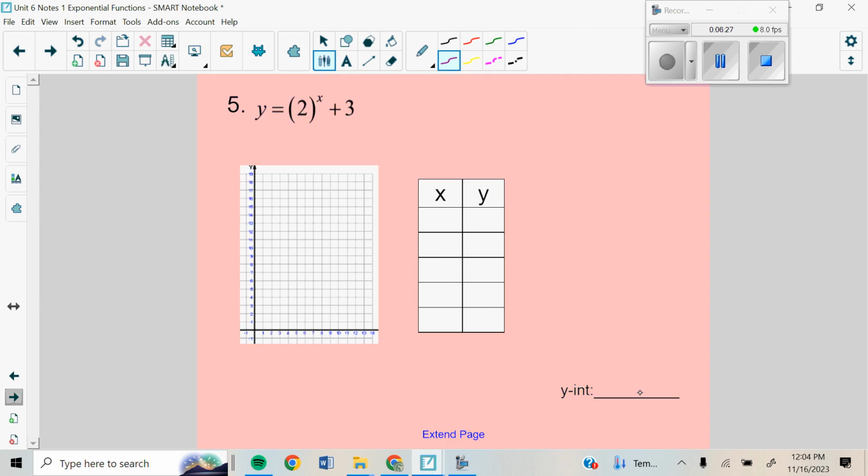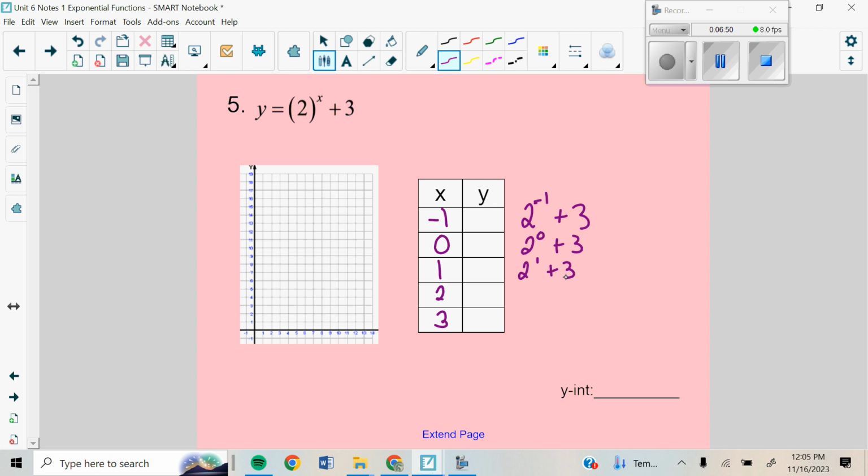Let's go ahead and look at problem 5. Here, we are adding something after we do the exponent. So we still have our -1, 0, 1, 2, and 3. So we're going to take 2 to the -1 and then add 3 to it. 2 to the 0 and then add 3. Adding 3 is our last step here.